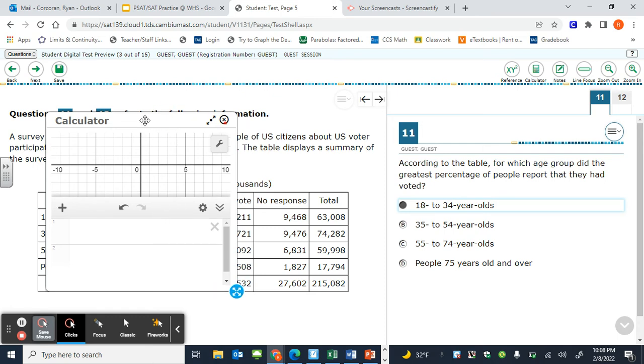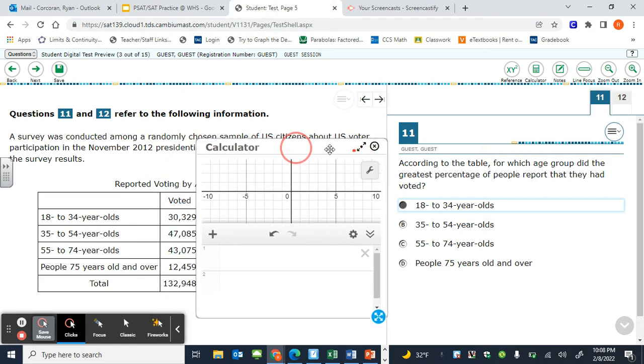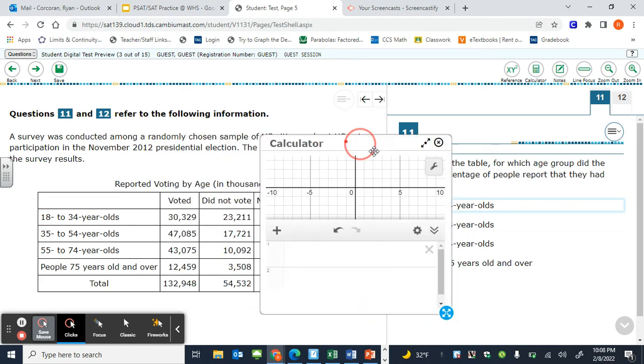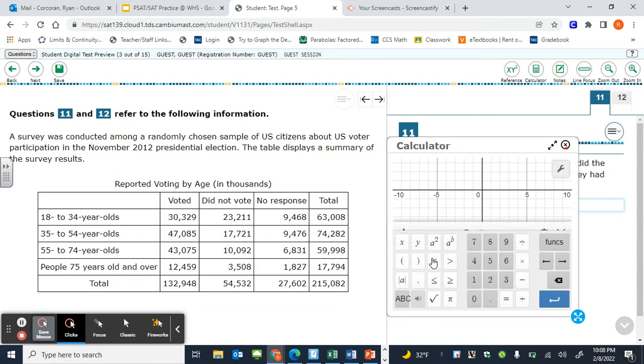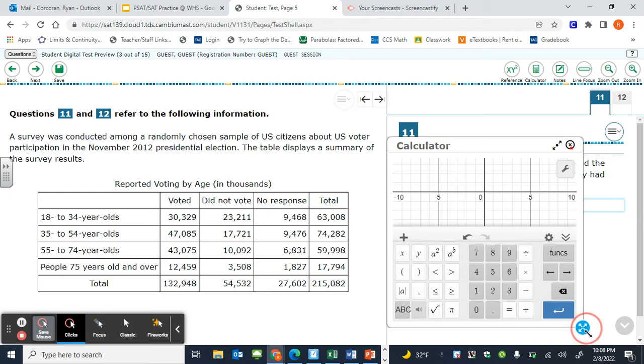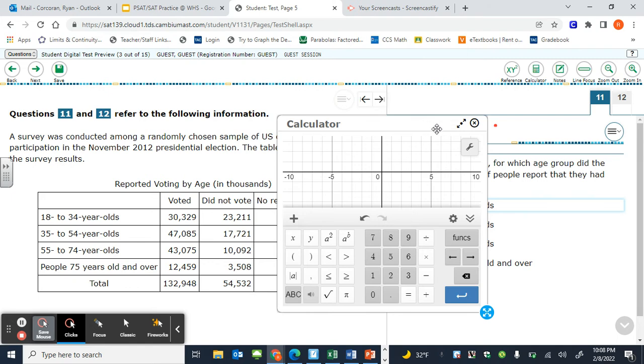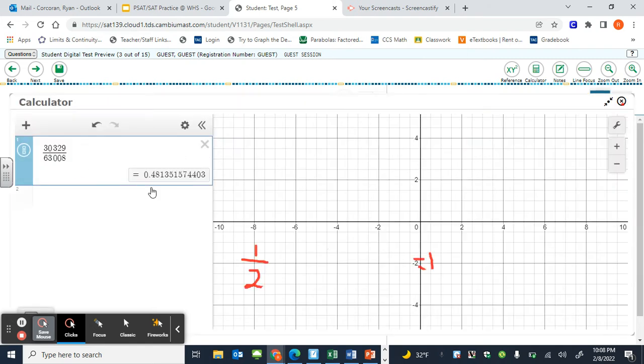Okay, so we're looking at the table, greatest percentage of people that reported that they had voted. So we could do something like 30,329 divided by 63,008. I don't know if I'm actually typing that. Let me see. Yeah, it came out a little funky, but it gives us this percentage here, and then you can multiply by 100.